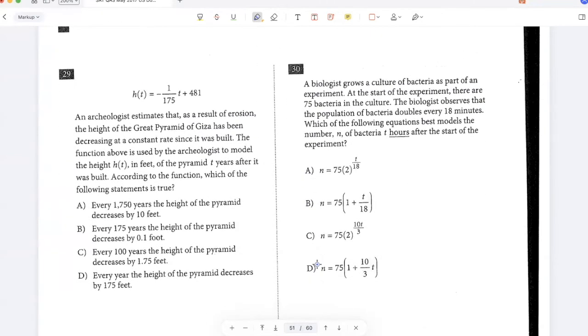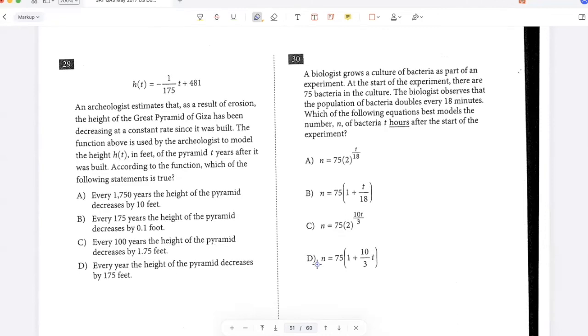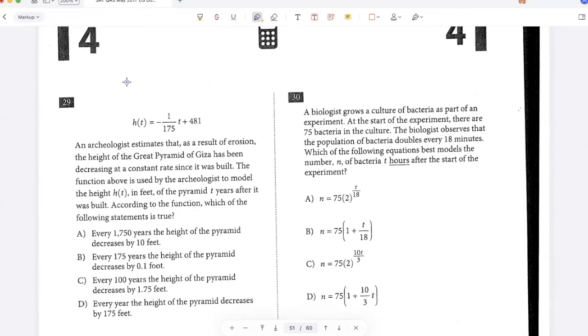An archaeologist estimates that as a result of erosion, the height of the Great Pyramid of Giza has been decreasing at a constant rate since it was built. The function above is used by the archaeologist to model the height of the pyramid T years after it was built. According to the function, which of the following statements is true? Okay, so the height has been reducing at a constant rate. Every 1750 years, the height of the pyramid decreases by 10 feet. Okay, so the slope from this equation is -1 over 175.